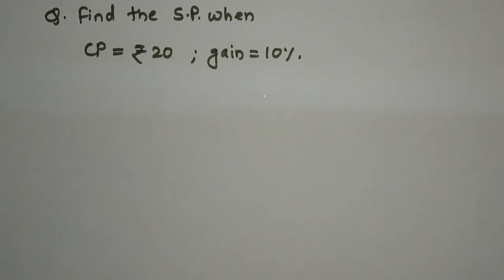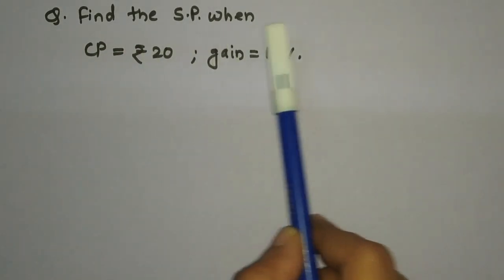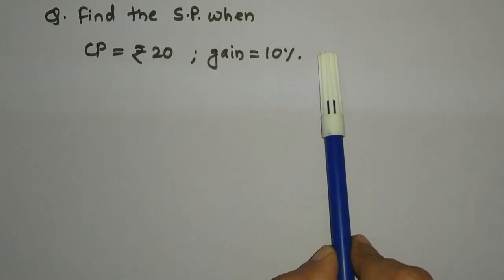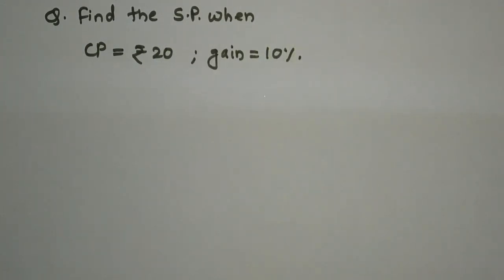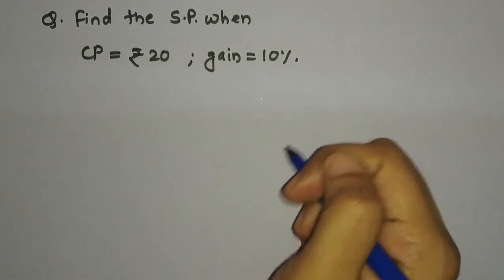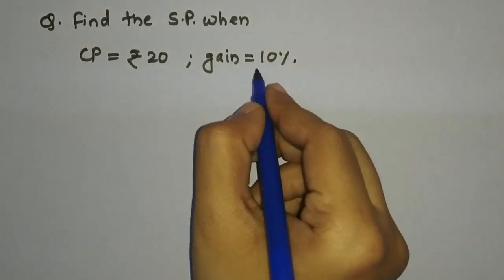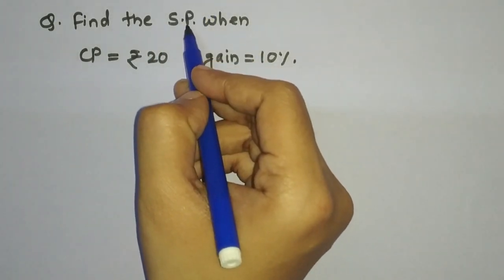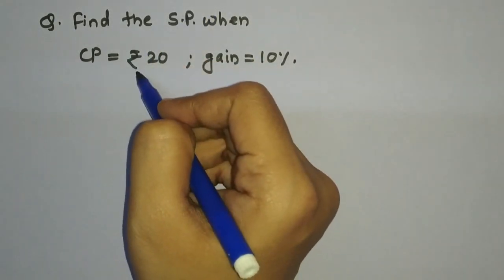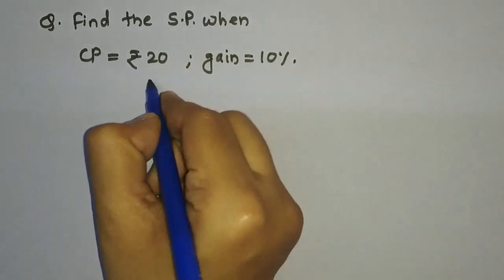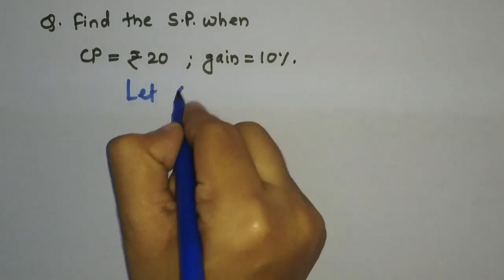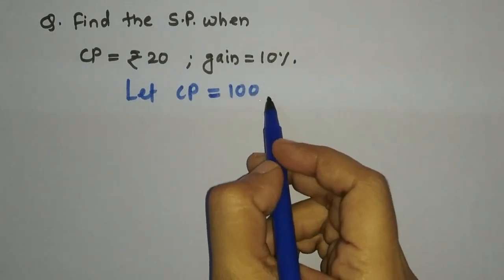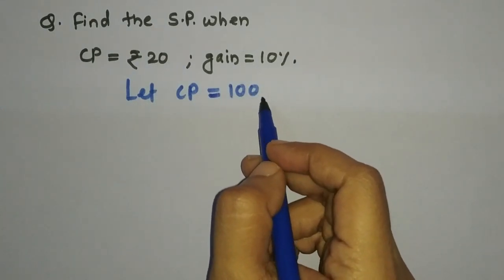So now next question is find the selling price when cost price is rupees 20 and it is given a gain percent, that is 10%. For this kind of question, always remember whenever gain percent is given, and you need to find out selling price, or sometimes selling price we are already provided, we need to let cost price is equal to 100.